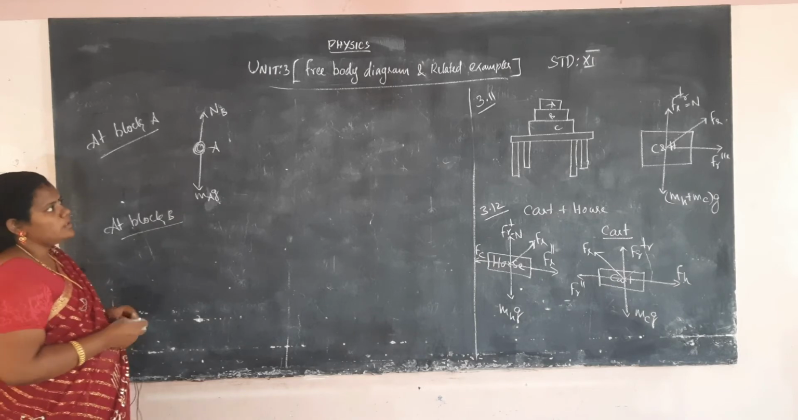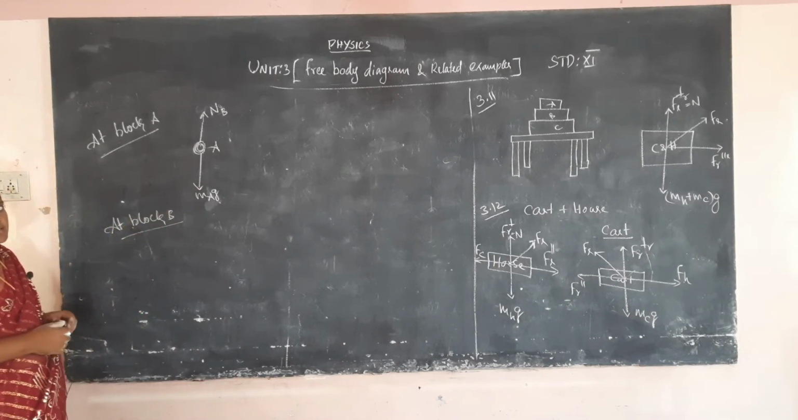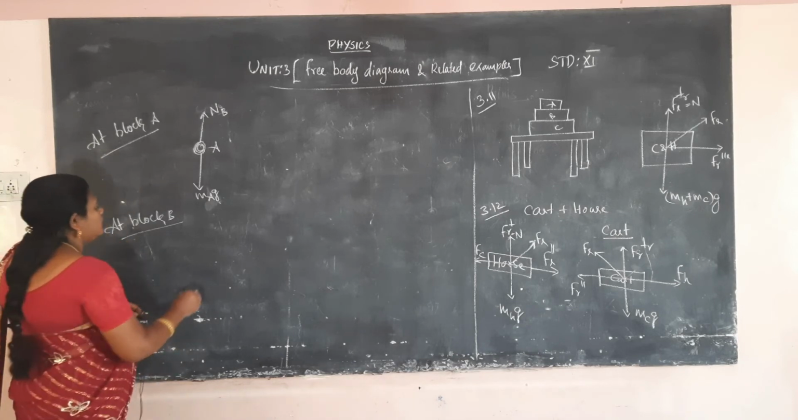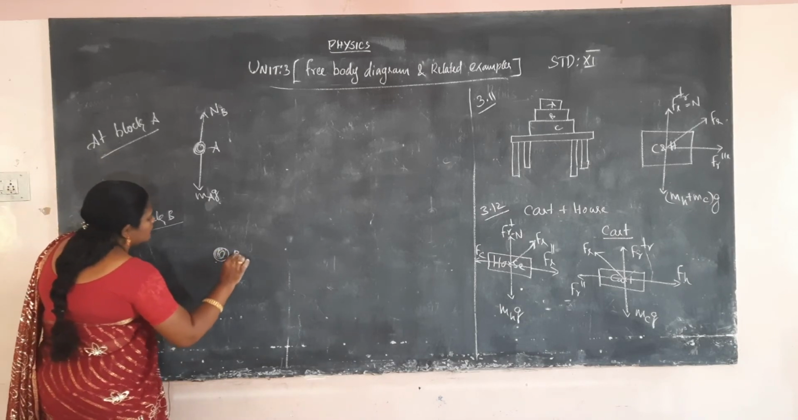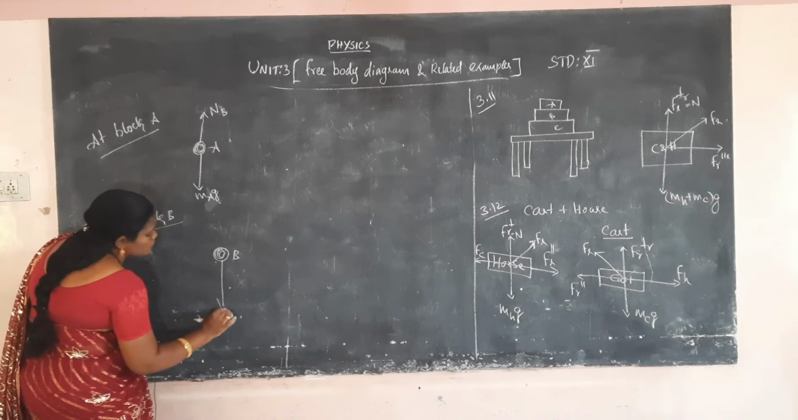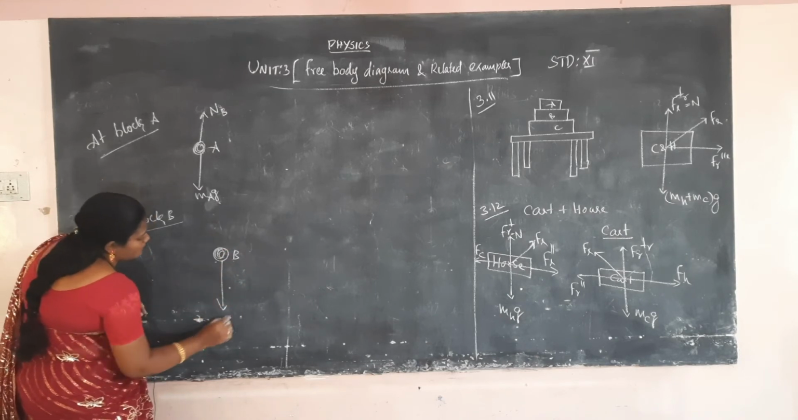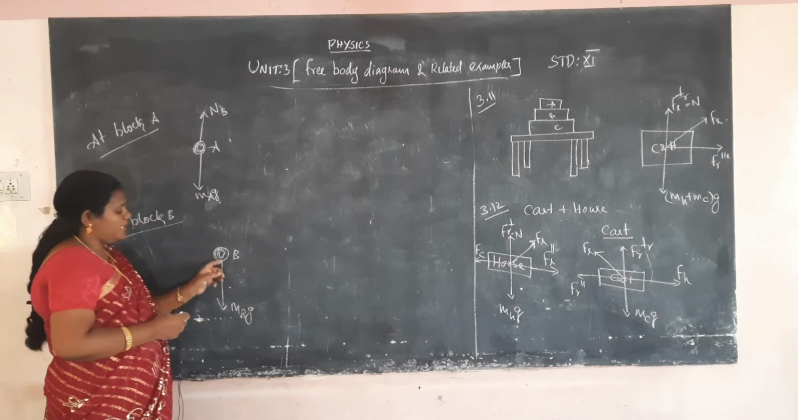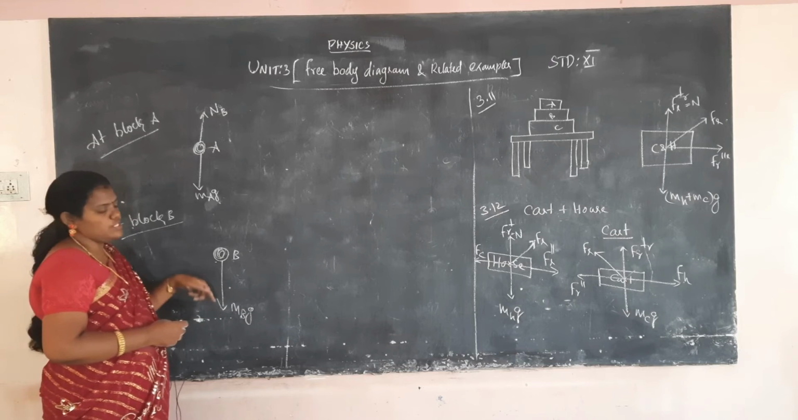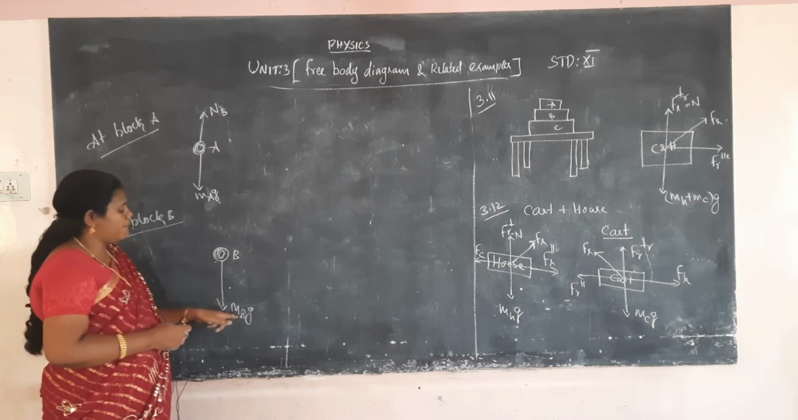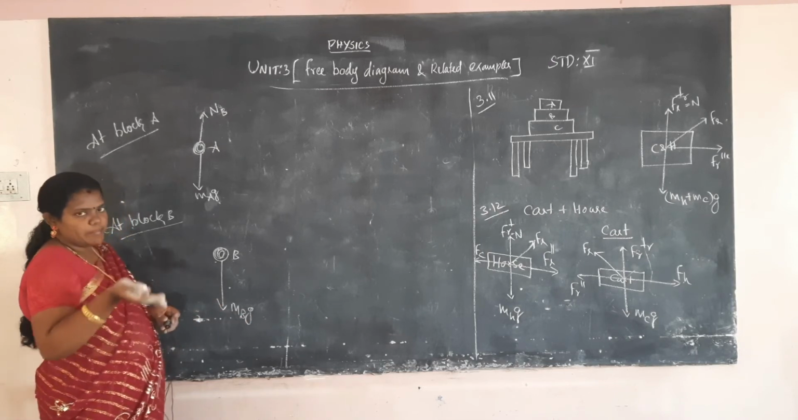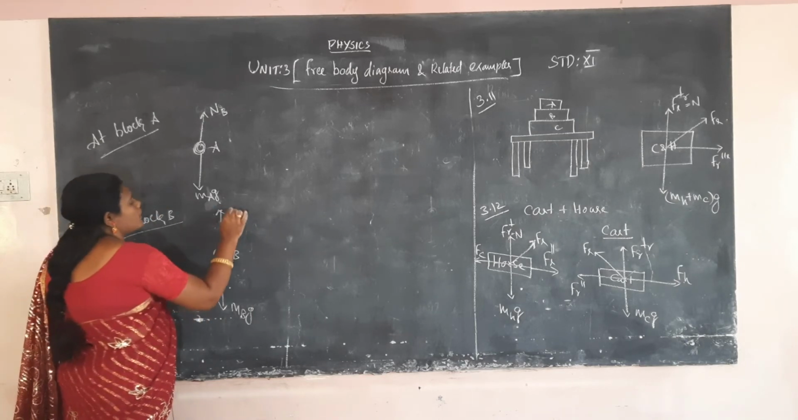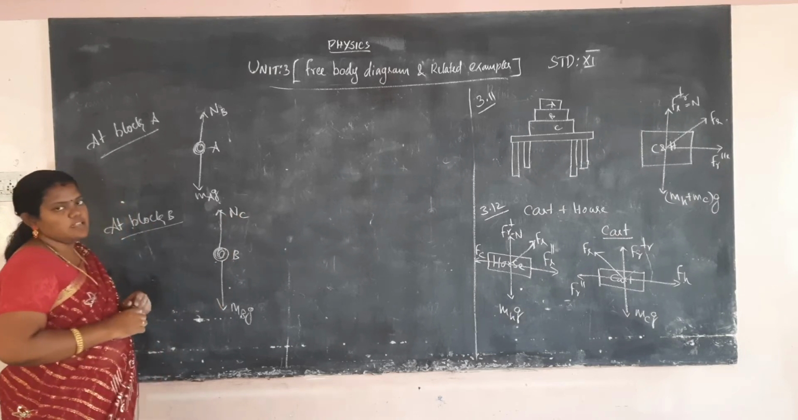And then at block B, you have to consider B will be applying a downward force on C. So m_B g. Block B will be giving a downward gravitational force to C, so m_B g, and then block C will be giving an opposite force to B, that is the normal force at C.